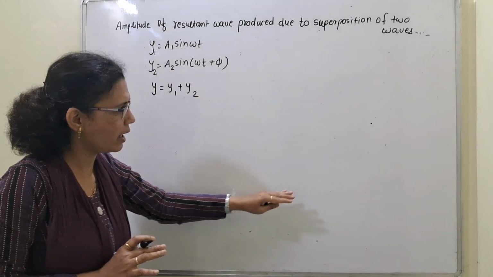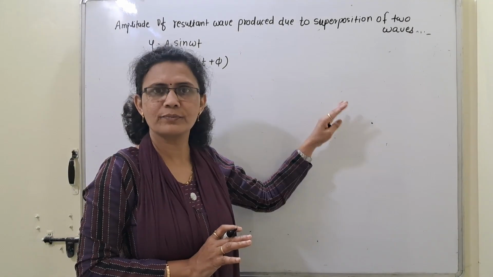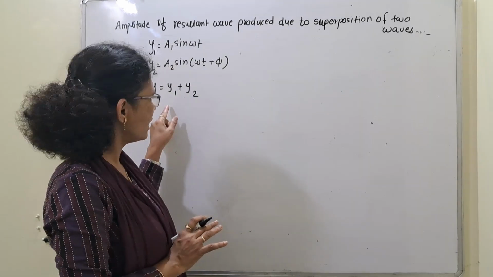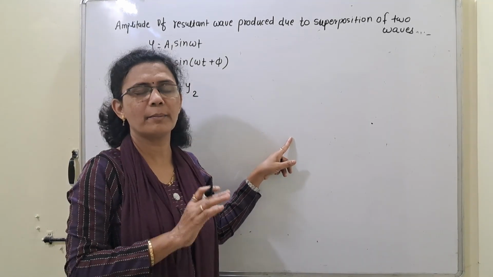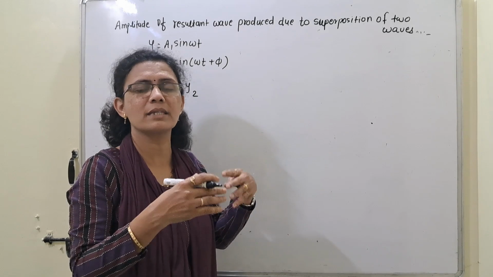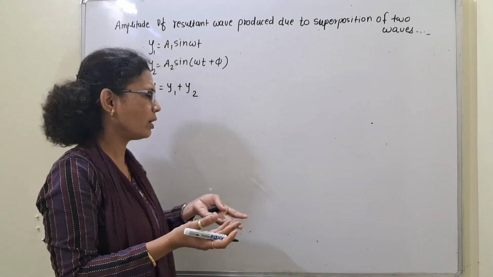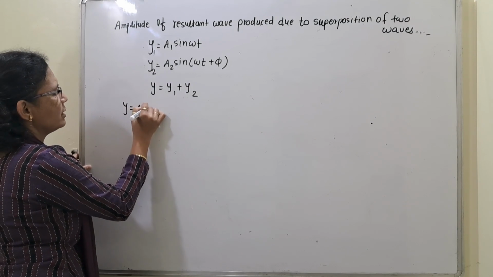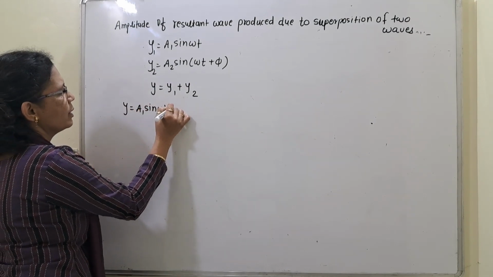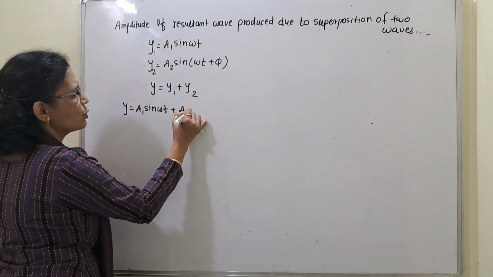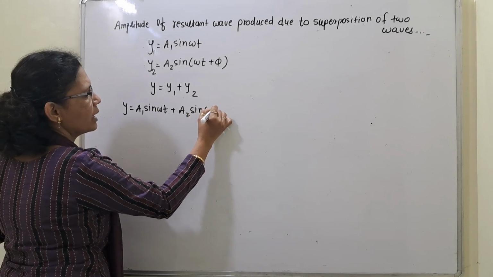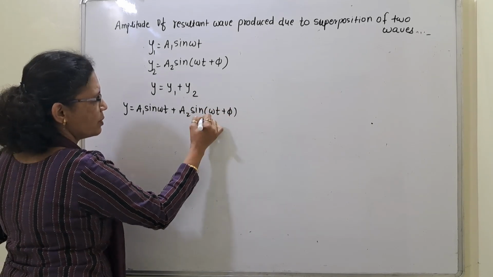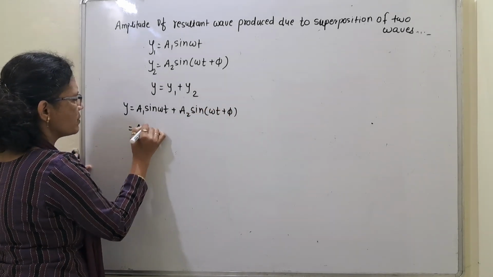Now all the part will be mathematics. Okay, so everything after this will be in the mathematics part, means there will be calculation only. Okay, so y we have to add: a1 sine omega t plus a2 sine omega t plus phi. Now split this term. What will it become?